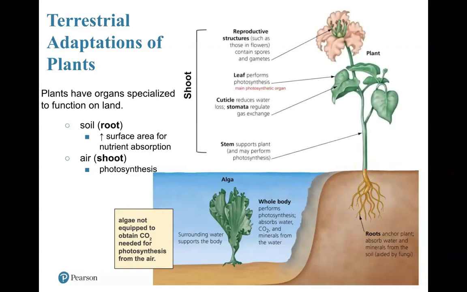The shoot system is what's found above ground, or the air, if you will. The shoot is going to help with photosynthetic events, as well as housing reproductive structures. So I can see the stem holding it upright. I can see cuticles, waxy cuticles that are going to help retain water, prevent dehydration. We have the stomata in the leaves that are going to help with gas exchange. We have carbon dioxide coming in, oxygen going out. Photosynthesis will occur in the leaves as well. In addition, upright, we have our beautiful flower. These are reproductive structures that are going to contain spores and gametes.